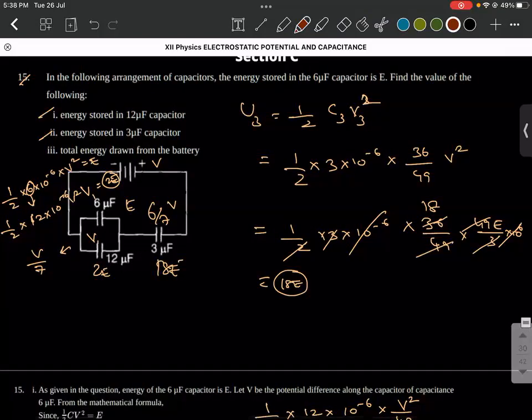So here it is E, 2E and 18E. And they are asking what is the total energy drawn from the battery? Sum of all the energies. So 18 plus 2 plus 1 times E, which is going to be 21E.